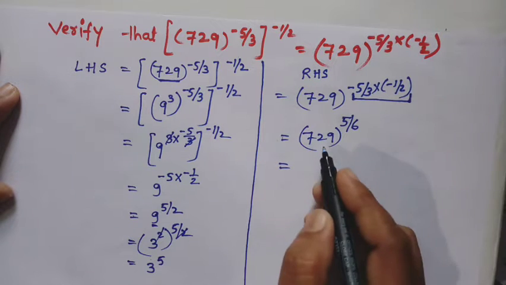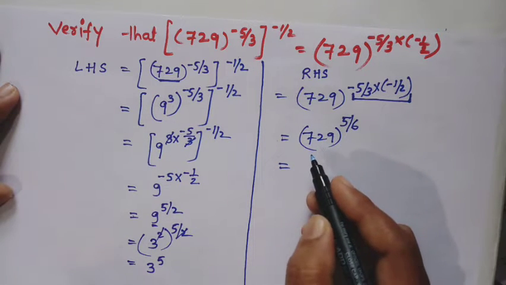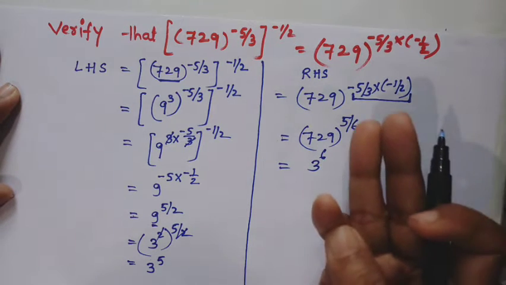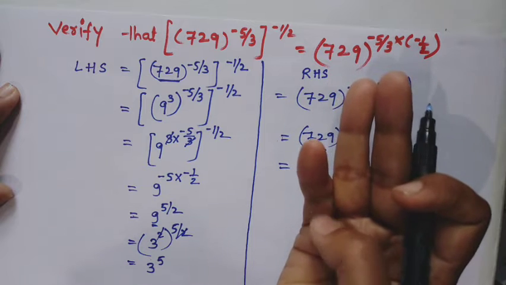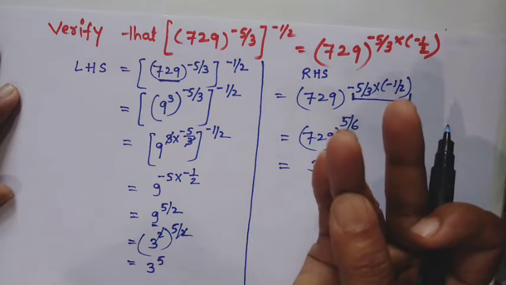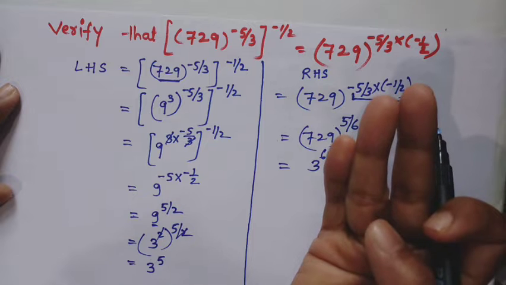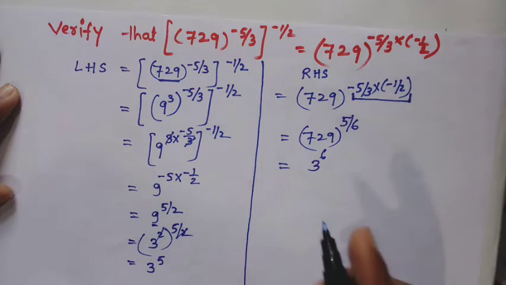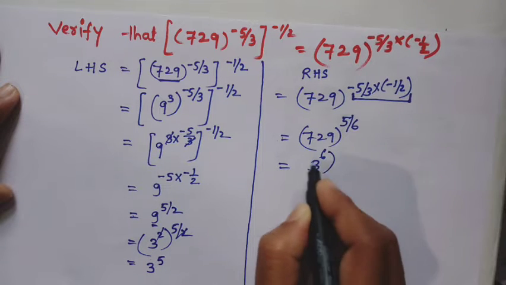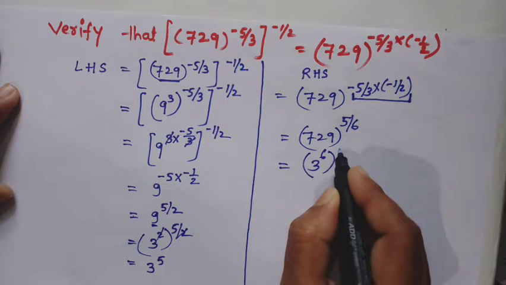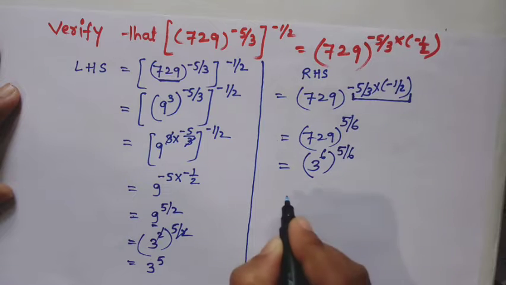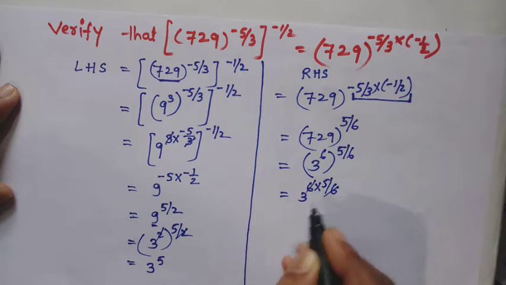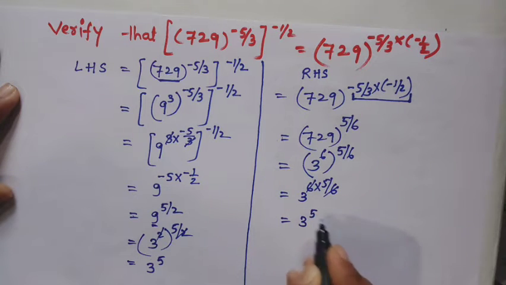It is 9 cube, you know. You have seen here. So either you can put it as 9 cube or you can put it as 3 to the power 6. Because 3 ones are 3, 3 threes are 9, 9 threes are 27, 27 threes are 81, 81 threes are 243 and 243 threes are 729. So 3 power 6 is 729, to the power 5 by 6. So this will become 3 power 6 into 5 by 6. So 6 and 6 cancel. You are left with 3 power 5.